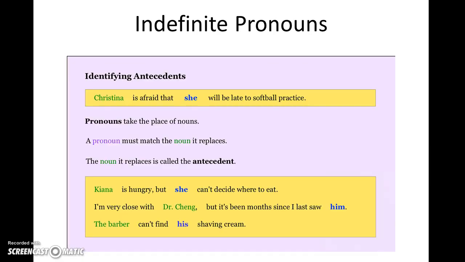Now, indefinite pronouns. Take a look at that sentence. Christina is afraid that she will be late to softball practice. Pronouns take the place of these nouns, but what's key here is that you need to make sure that if it's a girl, it's she. If it's a guy, it's him or his. The barber is normally a he, it would be his. If it's indefinite, you would say he or she. All right?